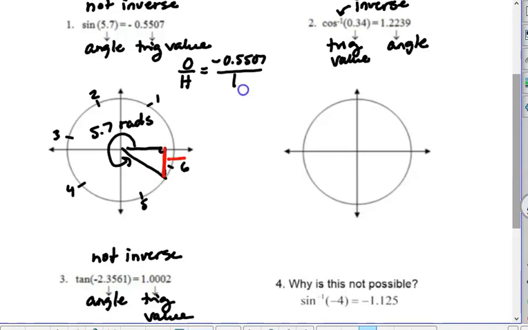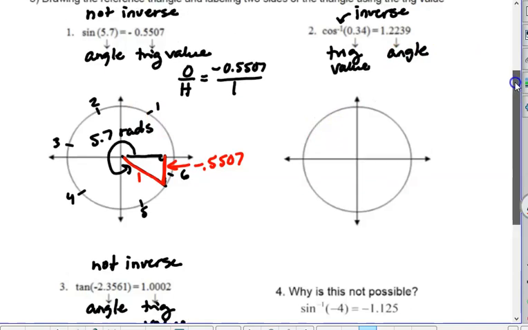So this side right here is negative 0.5507, which makes sense because it is going in the negative direction. The hypotenuse is 1. And when we look at the triangle with the angle we drew, we should see that the opposite side is only about half as big as the hypotenuse. So it should make sense with the numbers that were given.